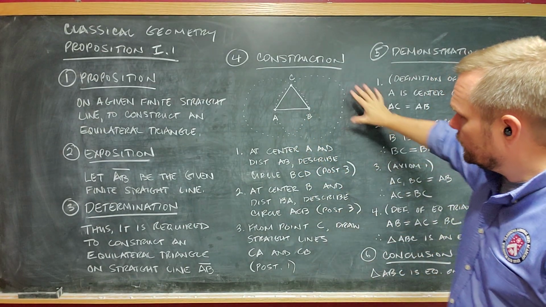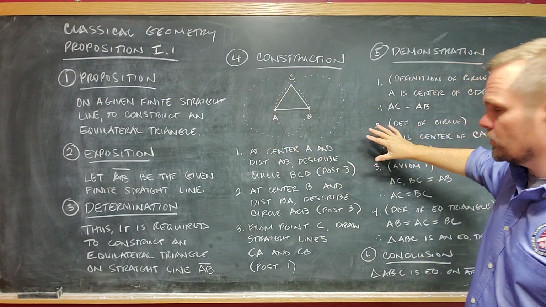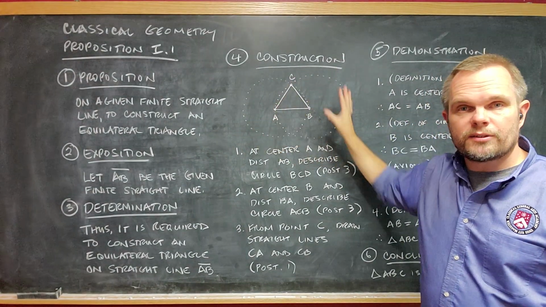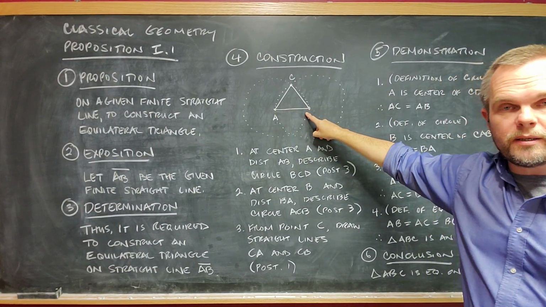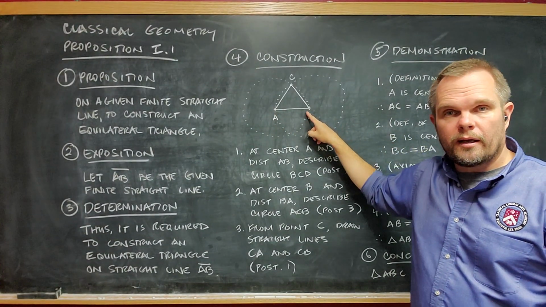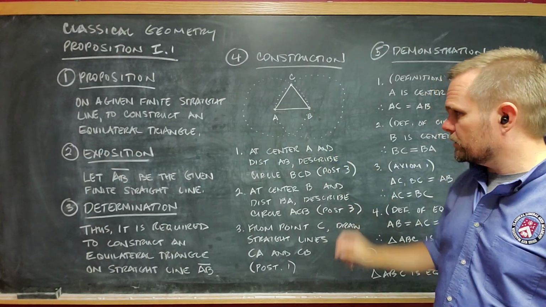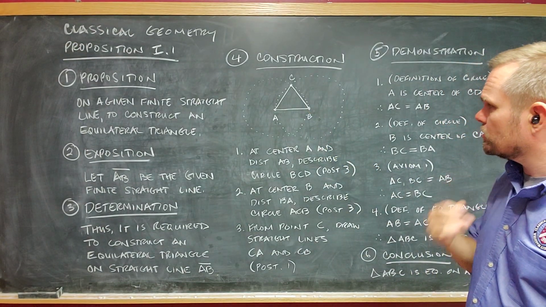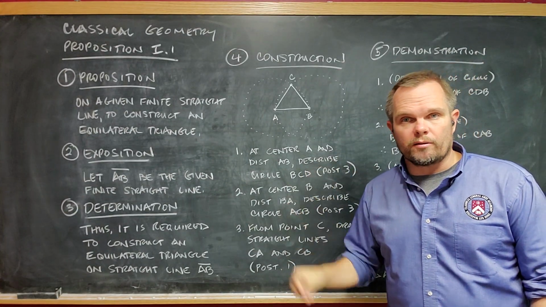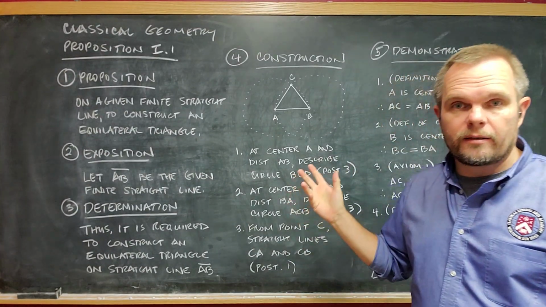So as I said, you have the finished construction drawn here, but I want you to unsee it and just focus on line AB, because that's all we're given at the beginning of this proposition. We have to figure out how we can construct an equilateral triangle on that straight line.